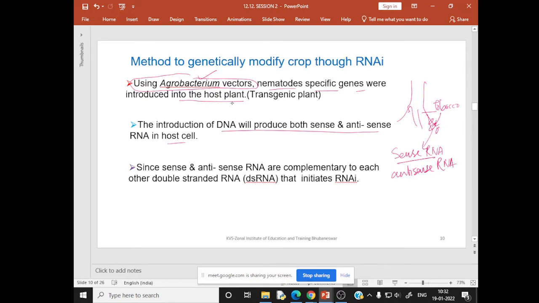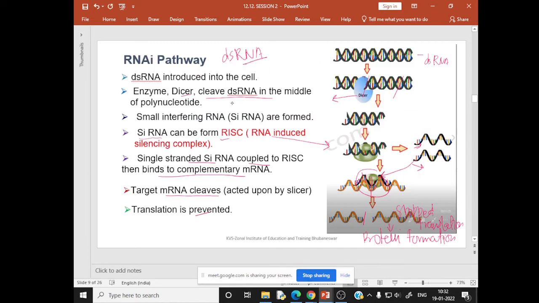Now, since sense and antisense RNA are complementary to each other, they will become double-stranded RNA, dsRNA, and then it will work as we have seen. The double-stranded RNA will attach with a dicer, which will cleave it. Then the RISC complex is attached, which separates both strands of the double-stranded RNA.